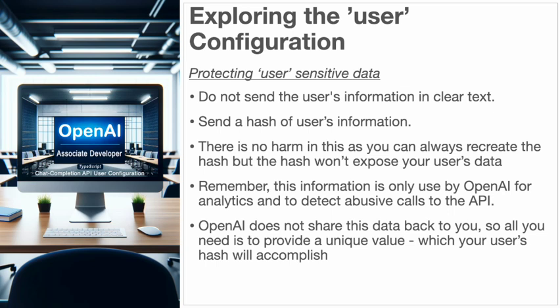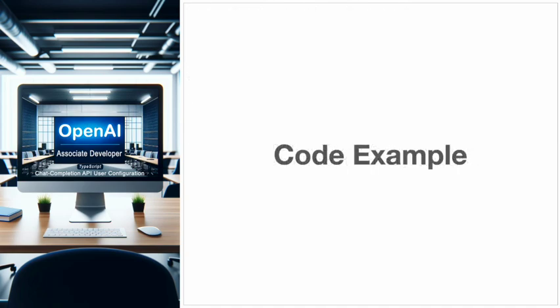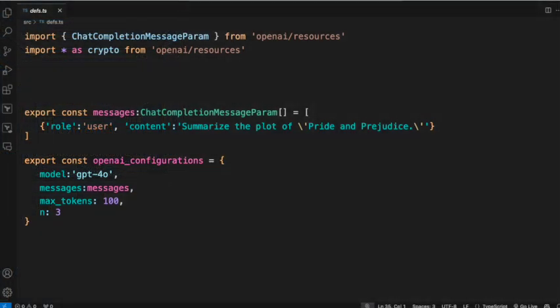Now that we've discussed the usage and best practices when using the user configuration property, let's jump into our code and see how to implement our chat completion call with the user configuration. Back in our defs file, we will need a new import. Since we'll be hashing the data of our user, we'll use the crypto module in Node.js to hash the user info before including it in the OpenAI configuration. For this, we need to import the crypto package, which is a native package included with our TypeScript install.